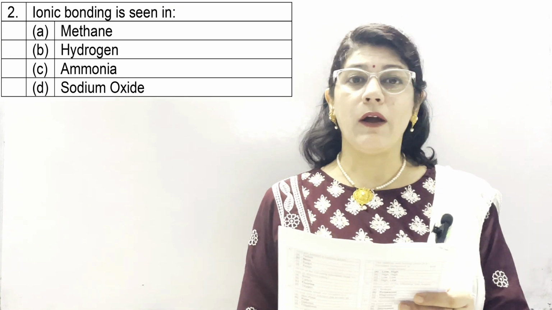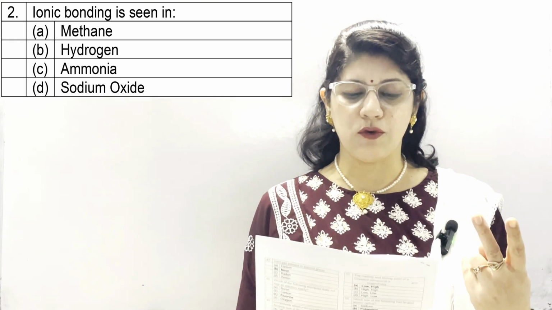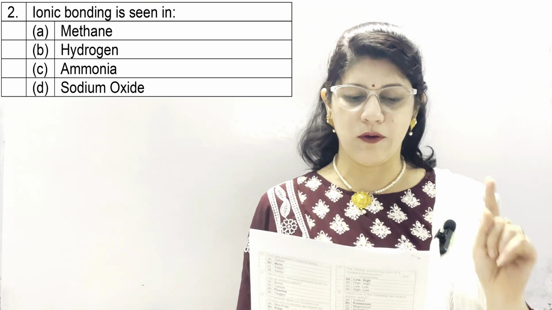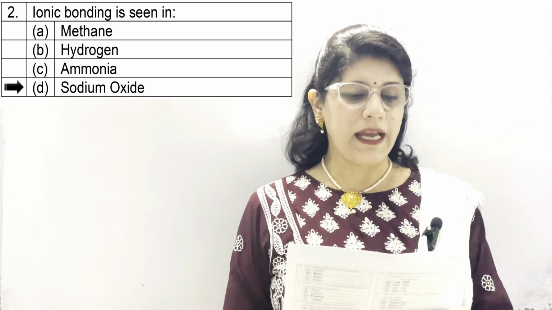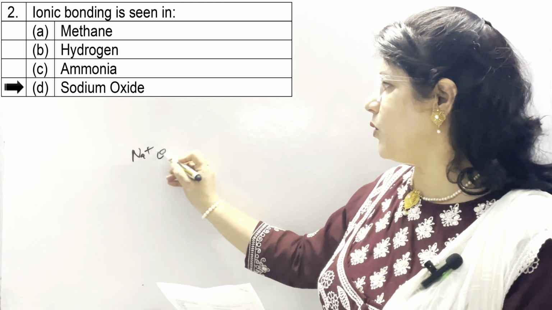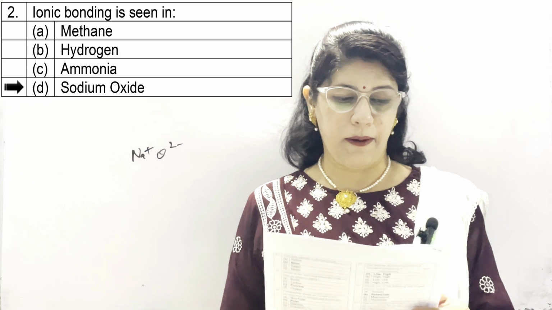Second MCQ is: ionic bonding is seen in. A option is methane, then hydrogen, then ammonia, and then sodium oxide. We know that methane, hydrogen, and ammonia all have covalent bonds. So sodium oxide has an ionic bond because of Na+ and O2-. So they have ions, so they have ionic bonding in them.